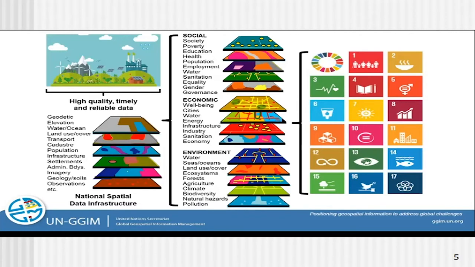With thematic data: social, poverty, education, health, etc.; economic, well-being, GDP, cities, water, energy, infrastructure; environmental, water, land use, ecosystems, forests, etc. And the SDGs. All these things are linked.